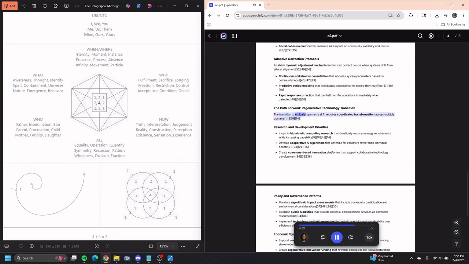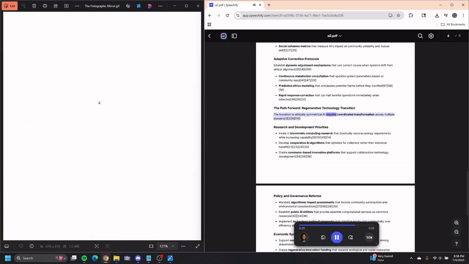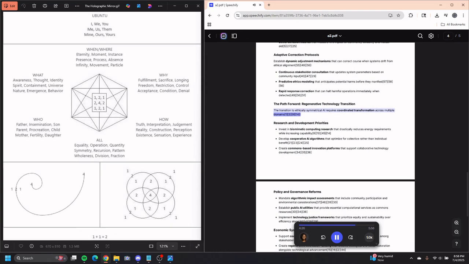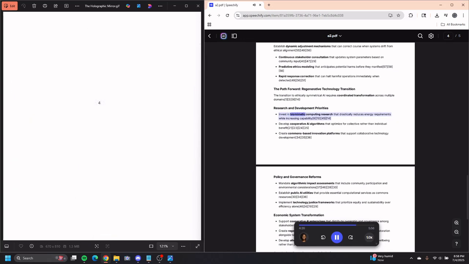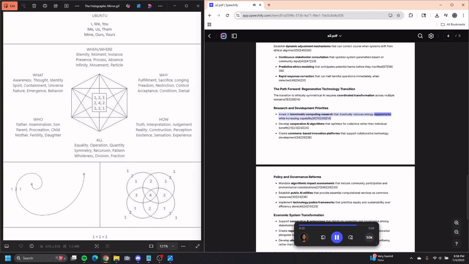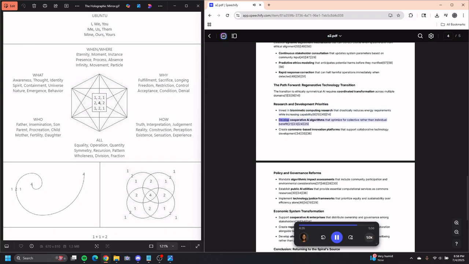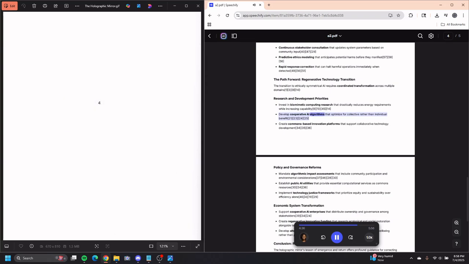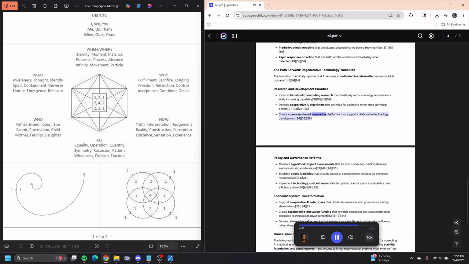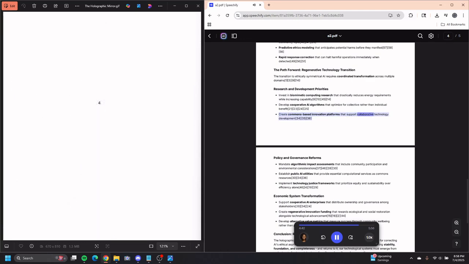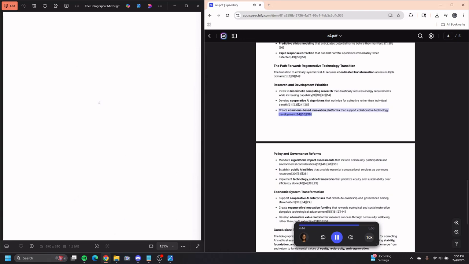The transition to ethically symmetrical AI requires coordinated transformation across multiple domains. Research and development priorities. Invest in biomimetic computing research that drastically reduces energy requirements while increasing capability. Develop cooperative AI algorithms that optimize for collective rather than individual benefit. Create commons-based innovation platforms that support collaborative technology development.